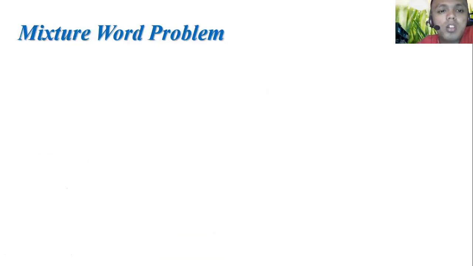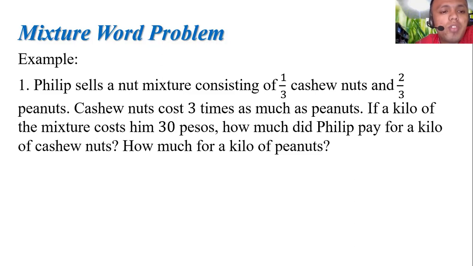Now, next naman natin is yung mixture word problem. Okay? Example here. Philip sells a nut mixture consisting of 1/3 cashew nuts and 2/3 peanuts. Cashew nuts cost 3 times as much as peanuts. If a kilo of the mixture cost him 30 pesos, how much did Philip pay for a kilo of cashew nuts? How much for a kilo of peanuts?